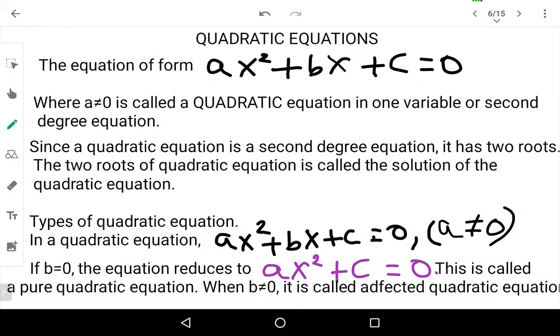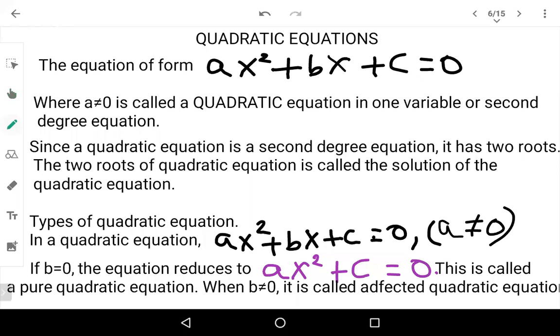Now next, types of quadratic equation. What are the types we have? We have two types of quadratic equation. One is pure quadratic equation and the other one is adfected quadratic equation. Now, a pure quadratic equation will be in the form of ax square plus bx plus c is equal to 0, where a is not equal to 0 but b is equal to 0. Okay, so a will have some number, but b is equal to 0.